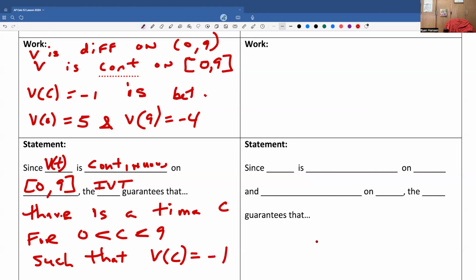Okay, that's a very long-winded way of saying that you can't pass through -1. You can't go from 5 to -4 without passing through -1. The temperature can't go from 5 degrees to -4 without crossing through -1. Temperature is continuous. It doesn't jump.